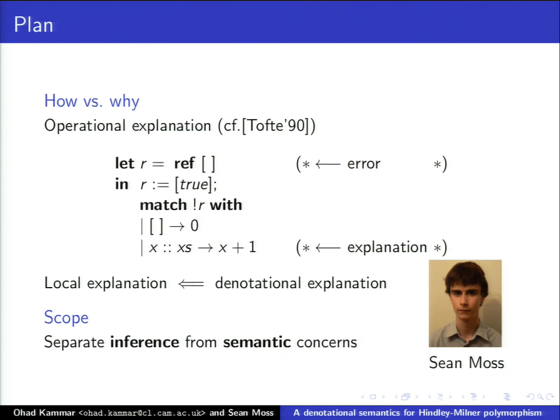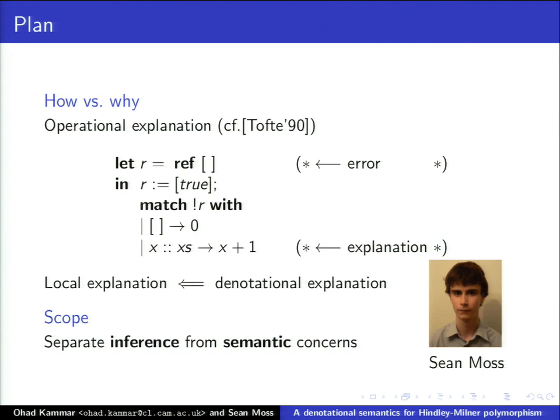Okay, so just to talk a bit about the how versus why. So I'm trying here for maybe a bit of higher standard of understanding. So we all know why it fails. This is the error, but here it crashes. Okay, and if you look at Toft's paper on Hindley-Milner polymorphism, he gives a very nice operational explanation of exactly this phenomenon. He says, well, we can't do it here because later on in the proof, things are going to go wrong.